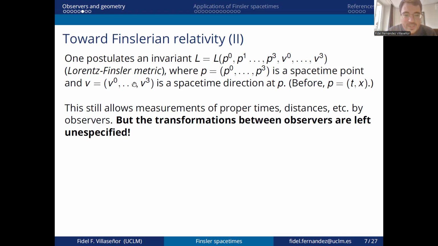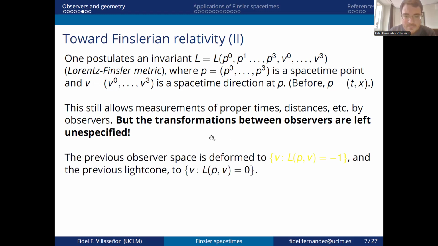So in this way, we still have a quantity that is objective, describing space-time. This allows for measurements of proper times and distances by different observers. The difference with before is that now we do not specify of what type are the transformations between the different observers. That's the main freedom of this theory: the transformations between the different observers, we leave them unspecified. We just give total freedom to what those transformations are exactly. But still, we have some invariant and objective quantity.